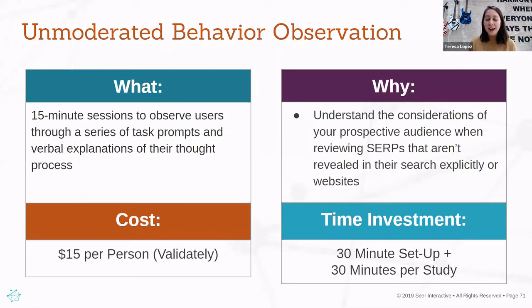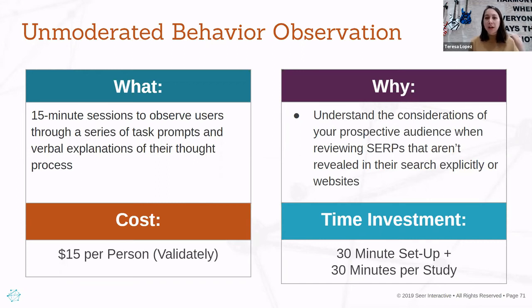In terms of the cost, I really want to highlight this. It can also be really inexpensive. For Validately, if you are part of that platform, it's $15 per person to recruit someone to go through these different tasks and prompts. And that's what we included in the videos before of the different vacation packages. It was all done through Validately, and it was very, very quick to happen.